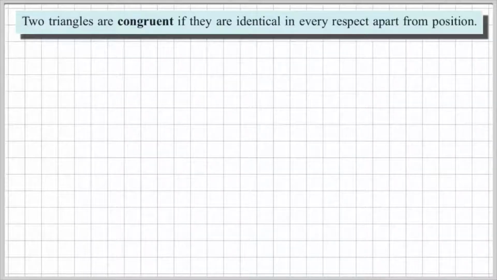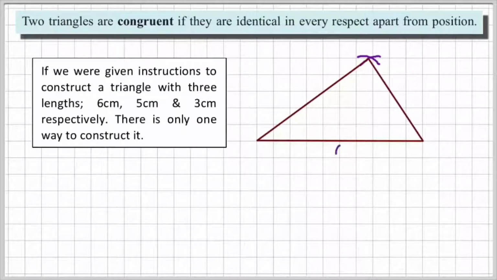So moving on to discuss congruent triangles. Two triangles are congruent if they are identical in every aspect apart from position. If we were given instructions to construct a triangle with three lengths, 6 cm, 5 cm and 3 cm respectively, there is only one way that we can construct it. So if I were to give 30 people the same instruction, everyone would draw the triangle like this.